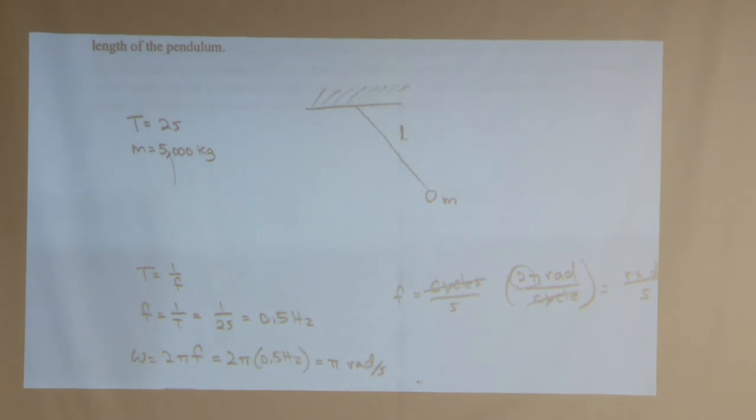All right? And omega is very different from frequency because this is angular frequency. So it has to do with how many radians per second rather than how many full cycles per second. All right?